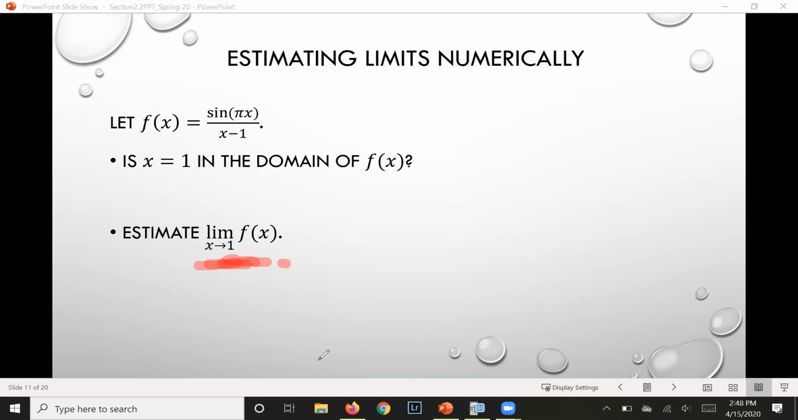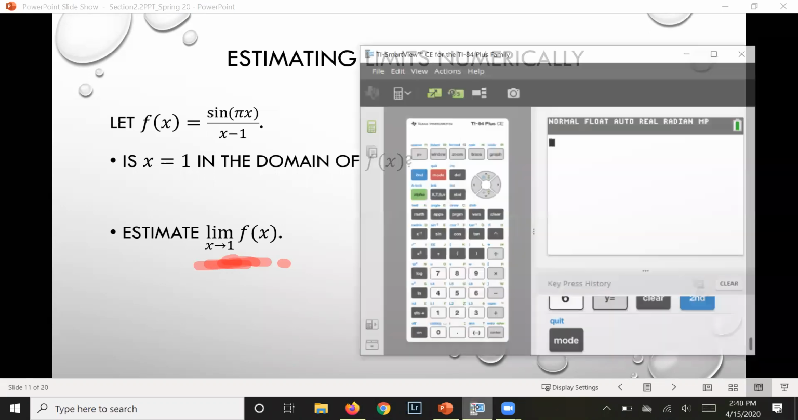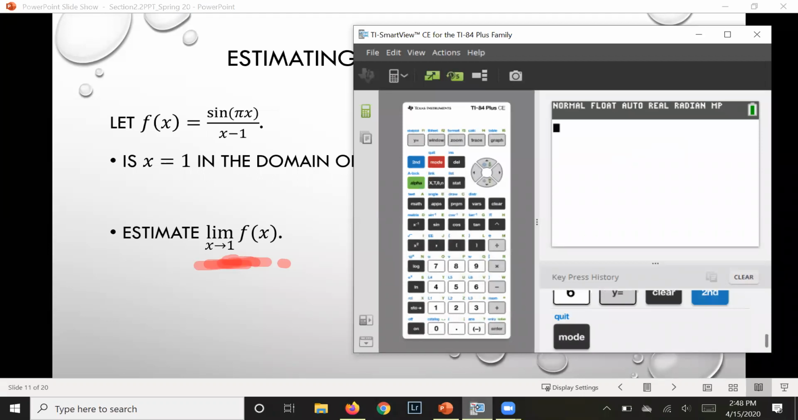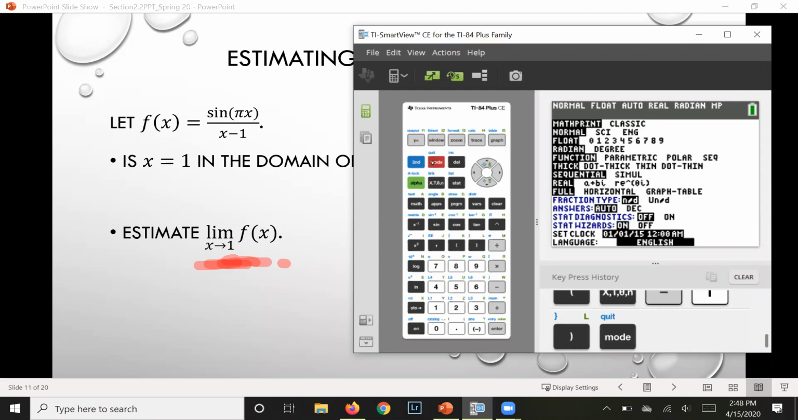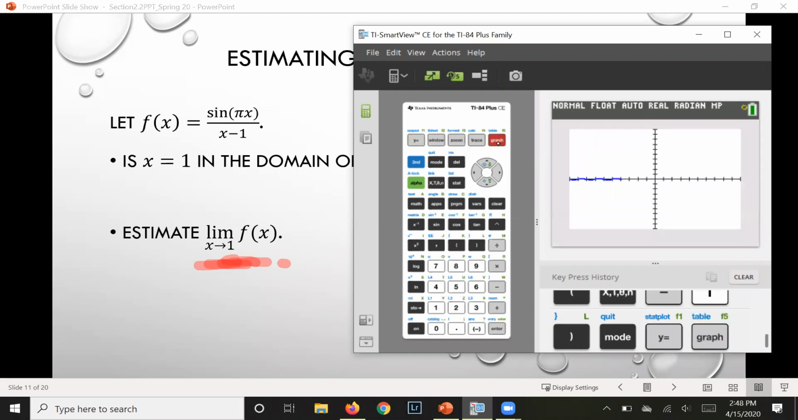I'm going to pull up my calculator here, and graph this function. I'm going to go into my y equals and put in the function. I'm going to be very careful about how I do parentheses here. So I'll do sine of pi times x divided by, and I'm going to put that whole thing in the denominator in parentheses, because I want to divide by that whole thing there. If you're doing this along at home, you also want to double check that your calculator is in radians mode, which it looks like mine is, so I'm good to go. I'm going to graph this.